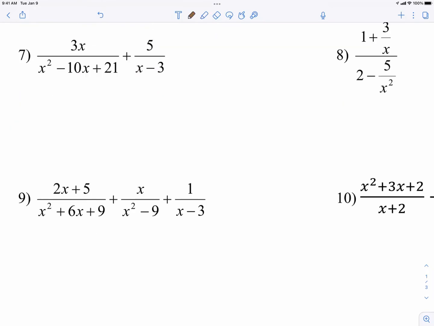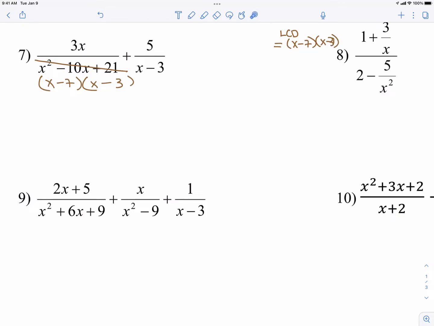All right, for number 7, we want to factor this denominator first, and then we'll find the least common denominator. So this x squared minus 10x plus 21 will factor into x minus 7 times x minus 3. All right, let's determine our least common denominator now. Our least common denominator is going to be x minus 7 times x minus 3.